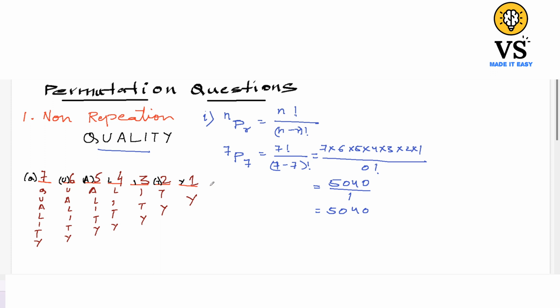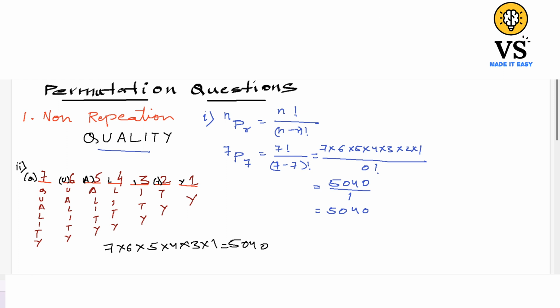Y. So in the first place 7 letters can satisfy, second 6, third 5, fourth 4 letters, in fifth 3 letters, in sixth 2 letters, again in seventh 1 letter can satisfy. So what is happening here? 7 into 6 into 5 into 4 into 3 into 2, totally 5040. Okay. This is another method for solving the questions of non-repetition letters.